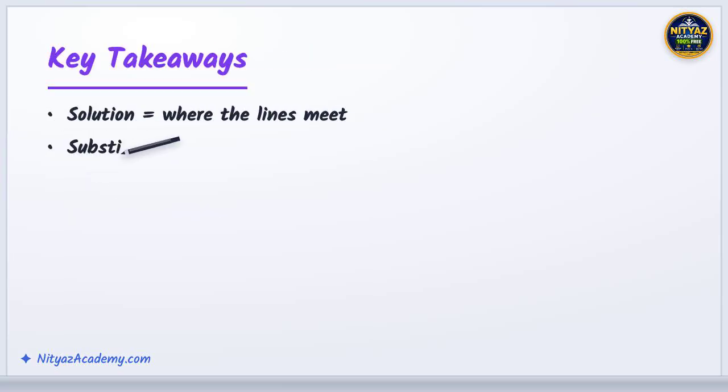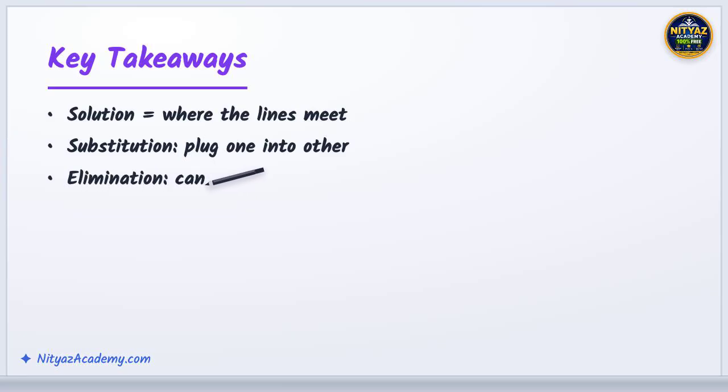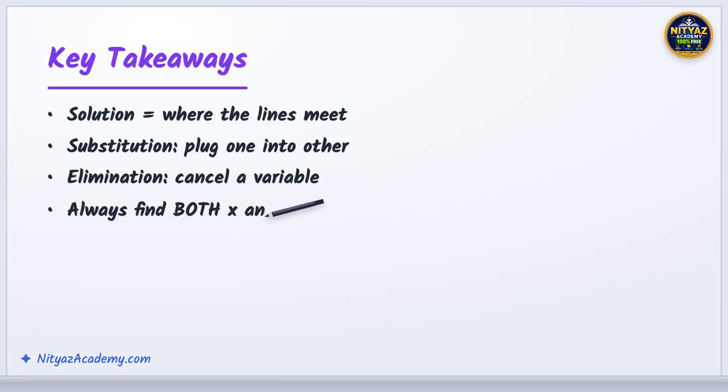Remember, solving a system means finding the point where two lines meet. Substitution works great when a variable is already isolated, and elimination shines when terms cancel. Whichever you choose, finish the job by finding both x and y, then write your answer as an ordered pair. Two methods, one crossing point.